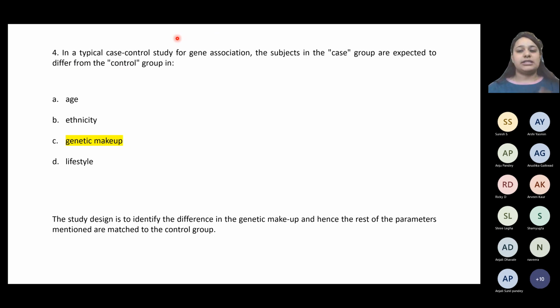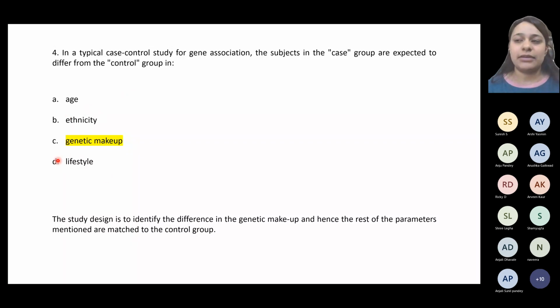In the case control study, there are basically two groups, as is given in the question also, which is one group is called case and the other is called control, right? So these two groups, all other criteria or parameters that are mentioned, which is age, ethnicity, lifestyle, are matched, right? So for example, if there will be a group of people suffering from a particular disease in Africa, so African is basically an ethnicity, right? So the people in the control group will be healthy individuals, which will also be from Africa.